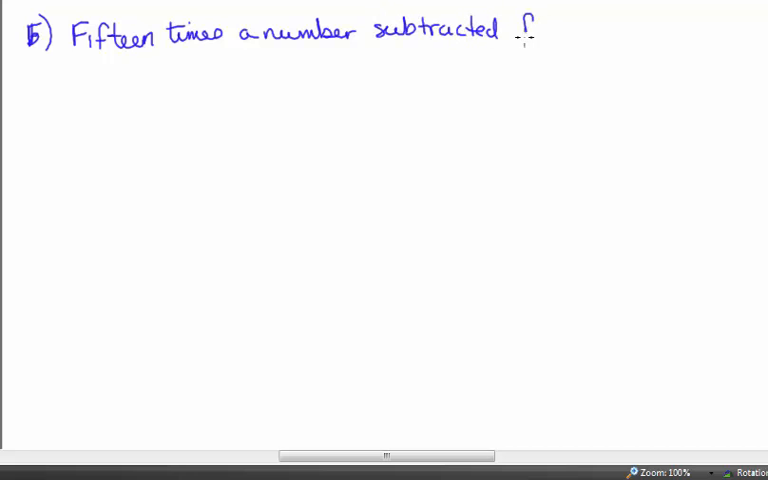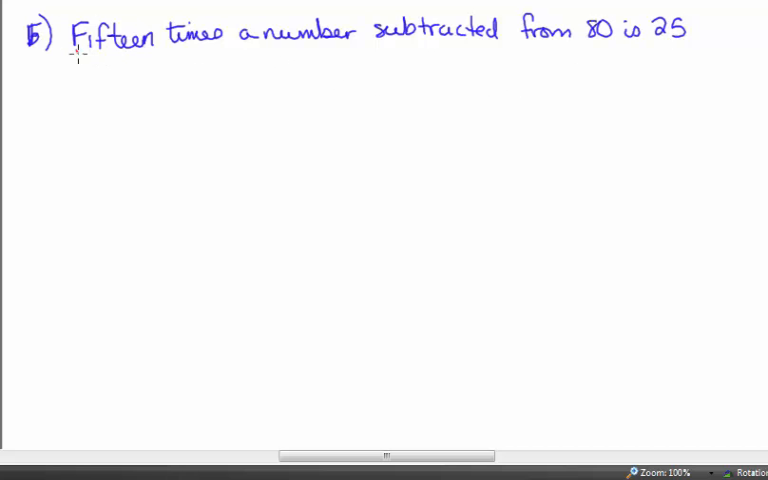Let's look at our next example. That's B. 15 times a number subtracted from 80 is 25.